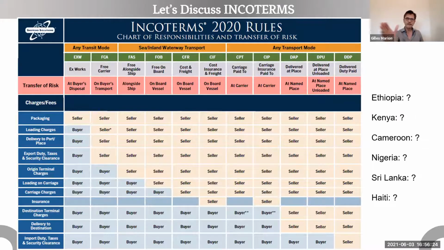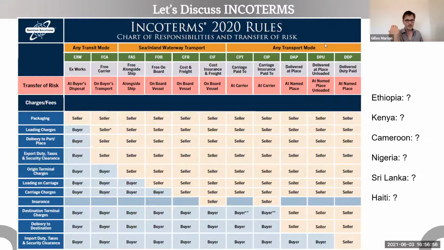And then you have on the line at the top the different transit modes, and the different responsibilities for each activity. So if it's Ex Works, for instance, you take the first one, which works for any transit mode. Ex Works can work whether you're doing sea or road transport, or whether you're doing air transport. Ex Works is when all the responsibilities are on the buyer.